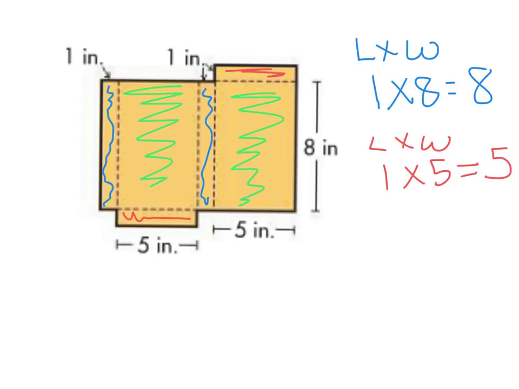And then for my green, I have from here to here, which this down here tells me is 5, and then I need from here to here, which this over here tells me is 8. So for my green, I have 5 times 8, which equals 40.